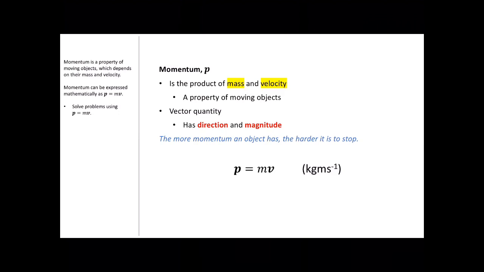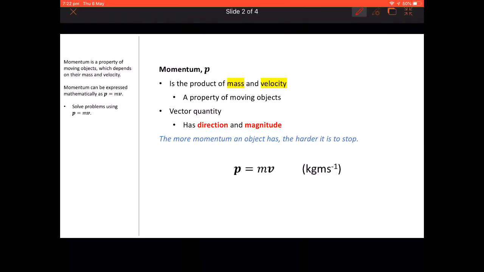So as I said, momentum is a product of mass and velocity. It's a property of moving objects and it's a vector quantity, so that means that it has direction and magnitude. A way of thinking about momentum is the more momentum an object has, so the more mass, the more velocity, or the more both an object has, the harder it is to stop.